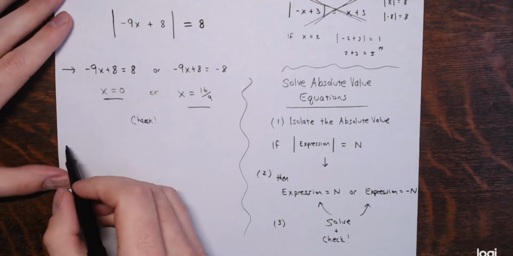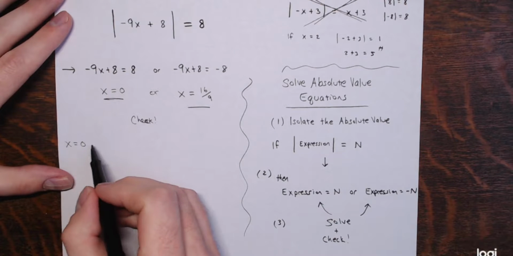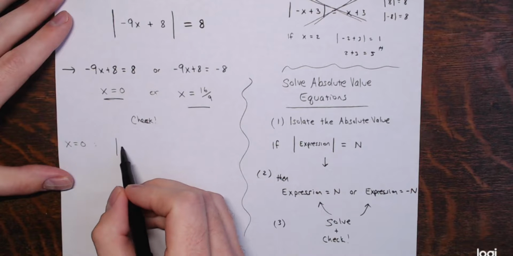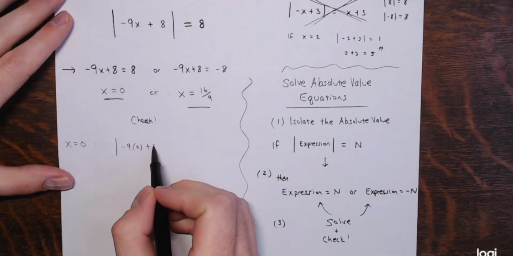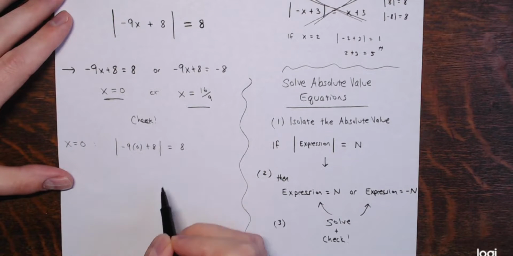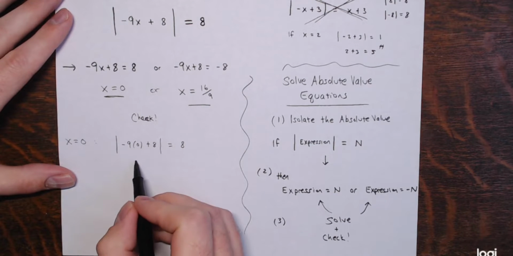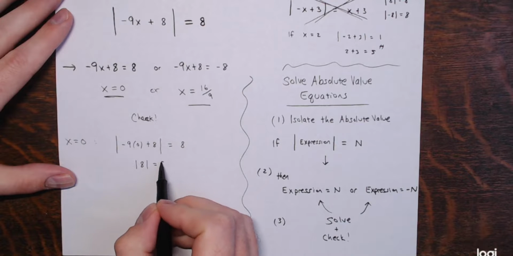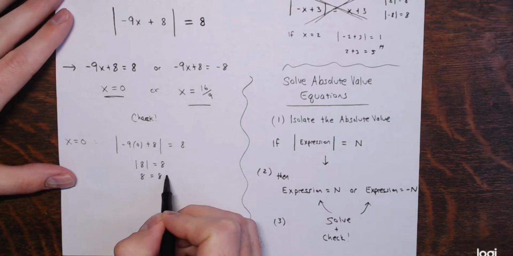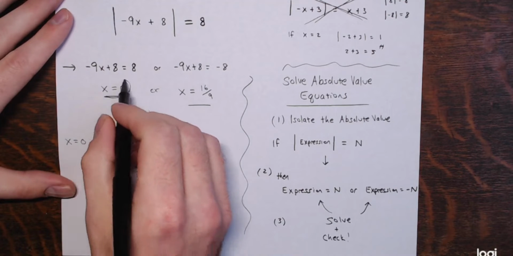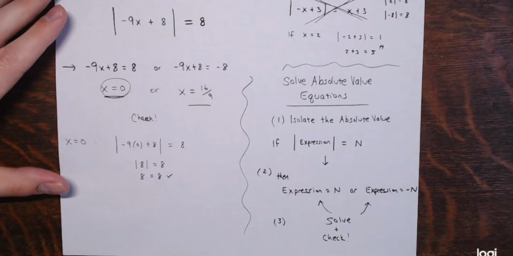When x equals 0, we have the absolute value of negative 9 times 0 plus 8 on the left, and then you have 8 on the right. When you simplify the expression inside here, it's just 8. Absolute value of 8 equals 8. That's 8 equals 8. True. So 0 works. 0 is a solution.